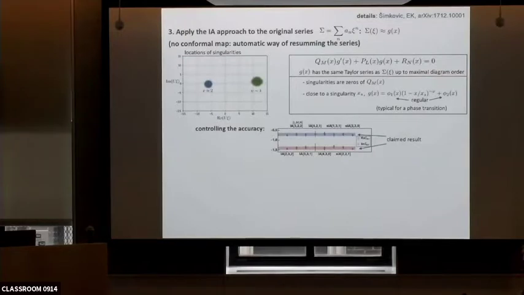We can also do the same thing, essentially in an automatic way, without any conformal map. You can just apply the integral approximant approach to the original series, and it will immediately give us the two singularities that we have discovered through the consecutive conformal maps, with a certain error bar. It has some noise, of course, and it will give us the approximate values of the powers of these singularities. Okay, so those are generally branch cut singularities.